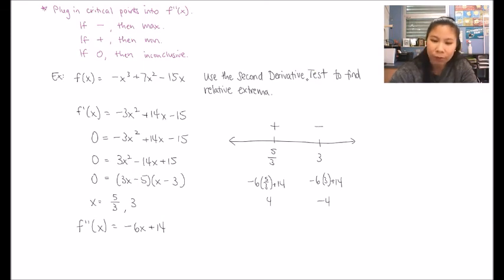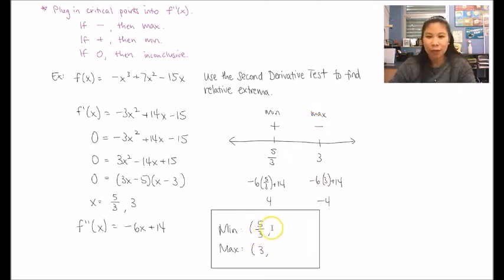So my 5/3 ended up with a positive number. When x equals 3, I end up with a negative number. So if the second derivative is positive, as it is with the 5/3, that means at x equals 5/3 it's concave up. So that means this point is a minimum. And then at x equals 3, I get a negative number for the second derivative, so that means it's concave down, which means this is a maximum.